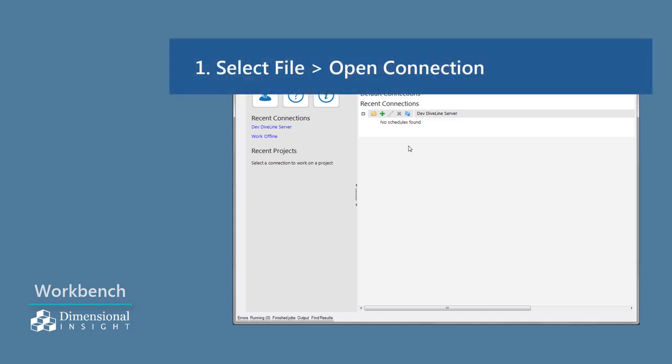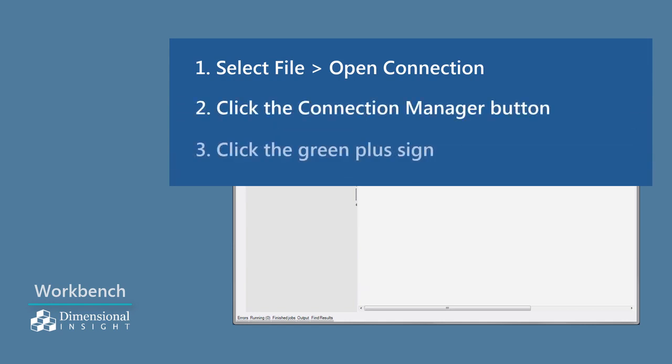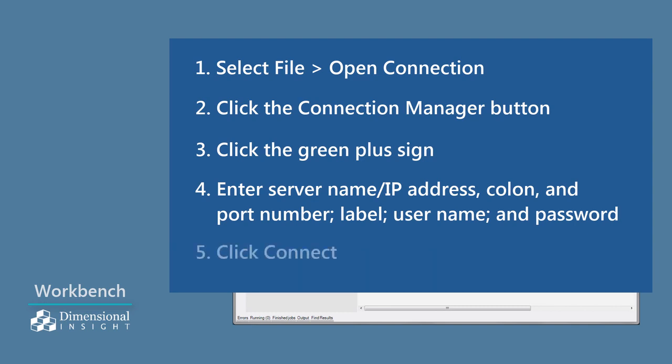You select File, Open Connection, click the Connection Manager button, click the green plus sign, enter your server name or IP address followed by a colon and the port number, a label, if you choose, a username, and a password, and click Connect.